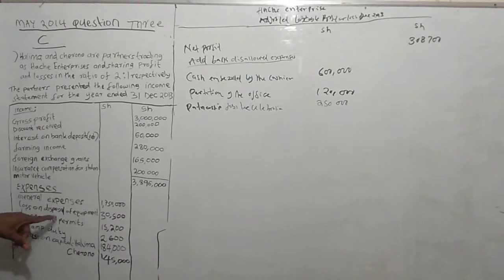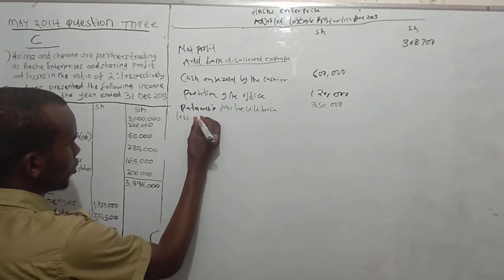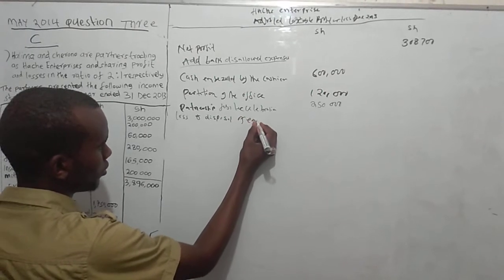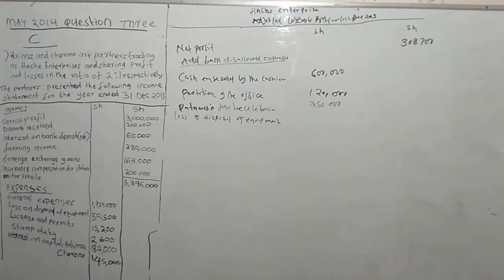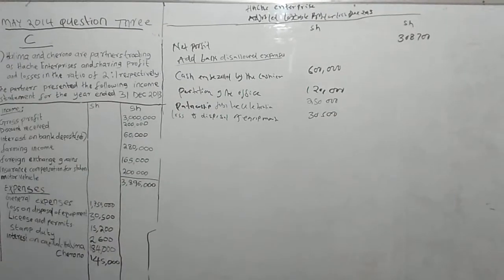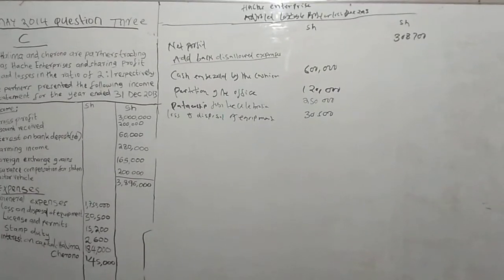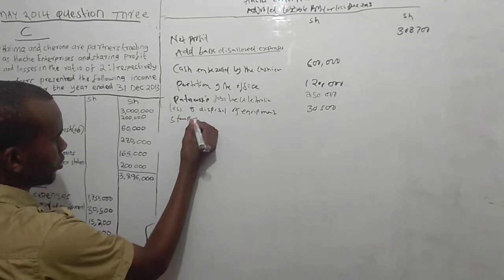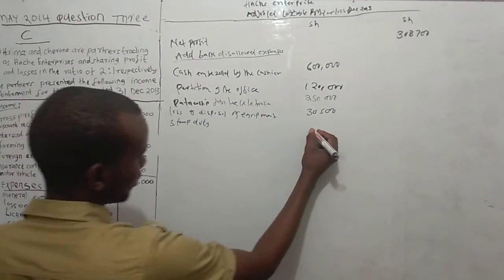Next expense is loss on disposal of equipment. The amount is how much? Loss on disposal of equipment, 3,500. Next, license and permit. That's a normal expense, we are not going to tax. Stamp duty, we are going to tax that. Stamp duty, 2,600.